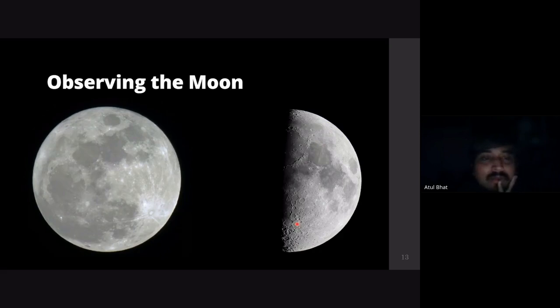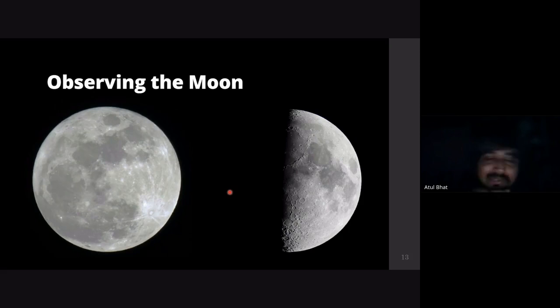Take a graph paper or a transparent sheet and mark the distances like a centimeter scale. And then calculate the radius of these craters. You'll be astonished how big these craters are. Kilometers wide, sometimes thousands of kilometers wide. So this is an activity that none of us think of.